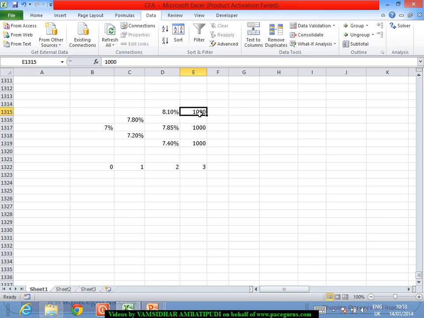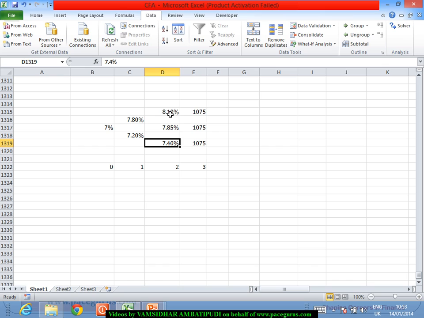So basically here instead of 1000, let me write it as 1075. So I will get 1075 at the end of third year. Now what is it that we are saying? At the end of third year we will get 1075 even if the interest rate is 8.1 or 7.85 or 7.4. But if I want to find out the present value of this at the second period, I will discount these to the present value by using this rate or this rate or this rate.